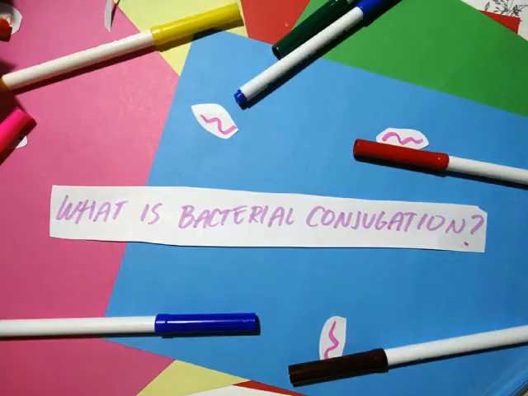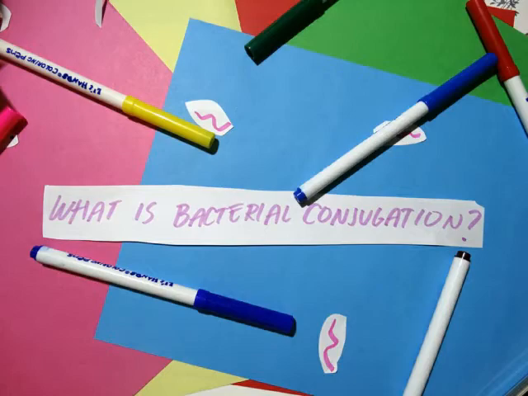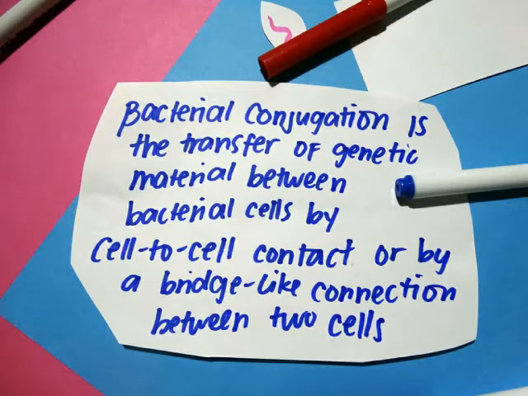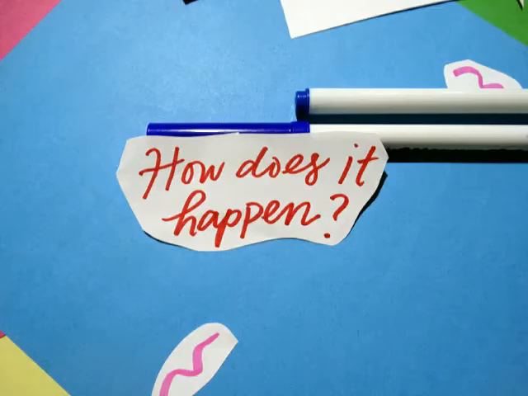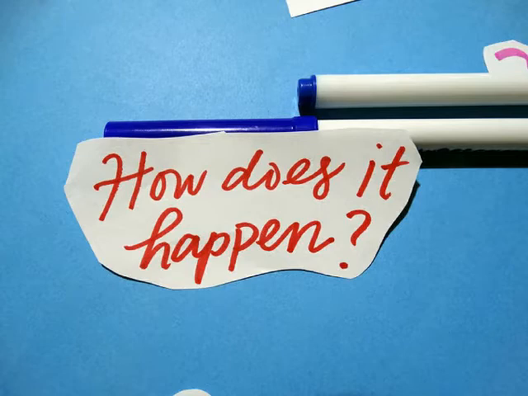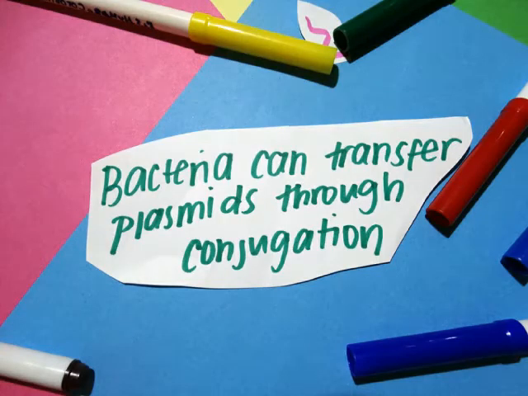What is bacterial conjugation? Bacterial conjugation is the transfer of genetic material between bacterial cells by cell-to-cell contact or by a bridge-like connection between two cells. How does it happen? Bacteria can transfer plasmids through conjugation.